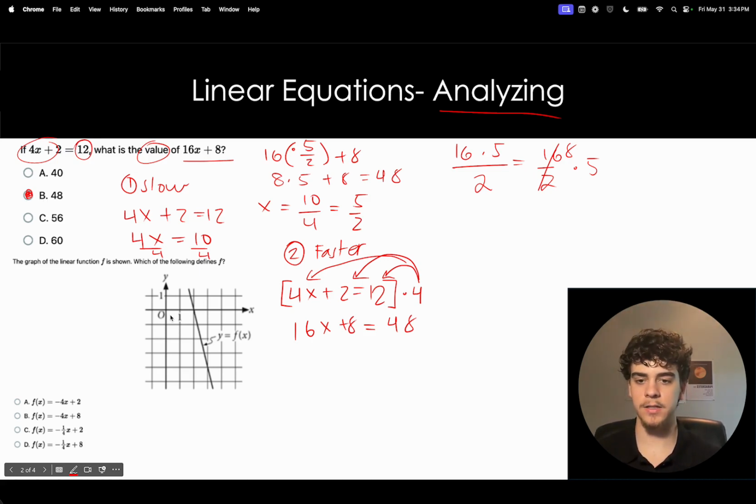Another way that they could ask you to analyze a linear equation is with something like this, where they give you a graph and you're asked to write an equation for it or recognize some sort of property about it. I'll show you how to do all those things in this one problem, so it'll be a little bit overkill, but you'll know how to find the matching equation through multiple different ways. So it says the graph of the linear function f is shown. Which of the following defines f?